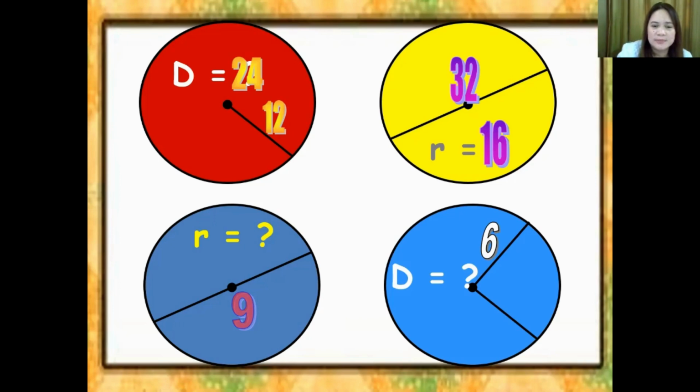Very good. And the next one, if the diameter is 9 centimeters, what is half of that? 9 divided by 2 will give you a radius of 4.5. And the last one, the radius is 6. How long is the diameter? You are going to double 6 centimeters. That will give you a diameter of 12 centimeters. So 6 times 2, or doubling 6, which is 6 plus 6, will give you 12 centimeters, or 12 units, for the length of the diameter.